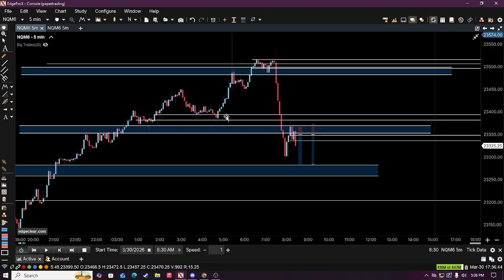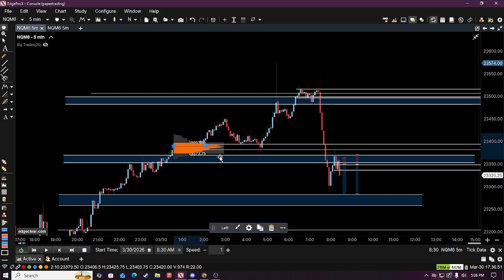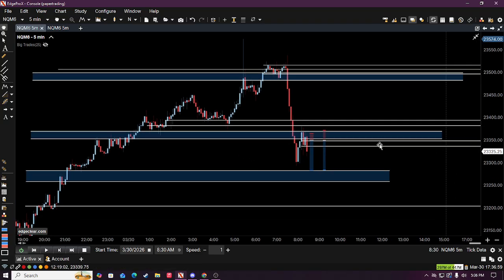Let's see, we're on the 5 minute here. What other thing did I mark? I think I marked this consolidation. Yeah, as you can see, I marked this consolidation, the value areas of this consolidation. And I think that was it.